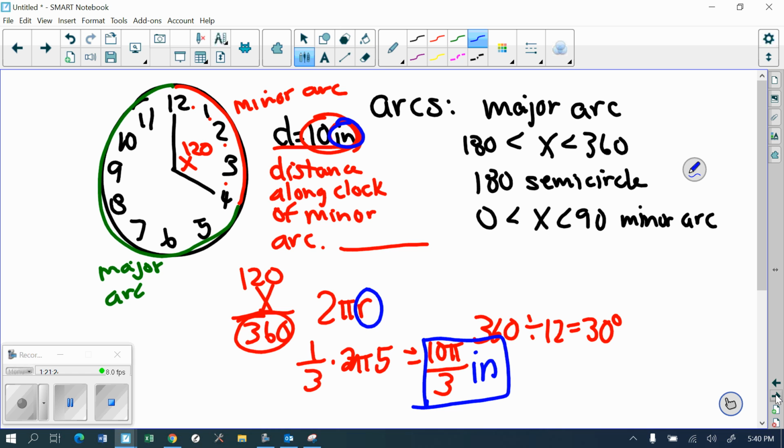Okay, that covers, I believe, everything with circles that you need to know, or at least all the major pieces big time. I might have forgot one little thing on circles. So I'm going to stop right there.